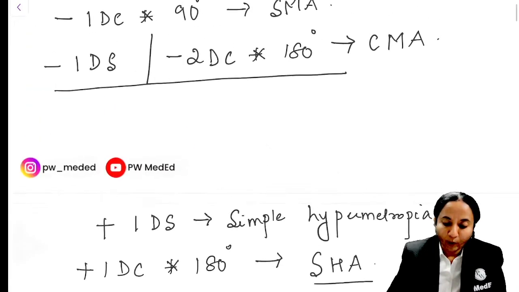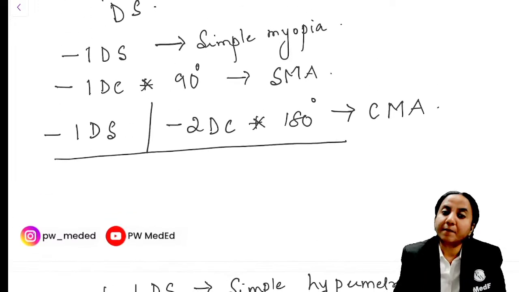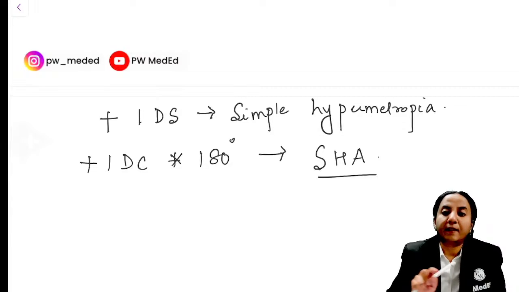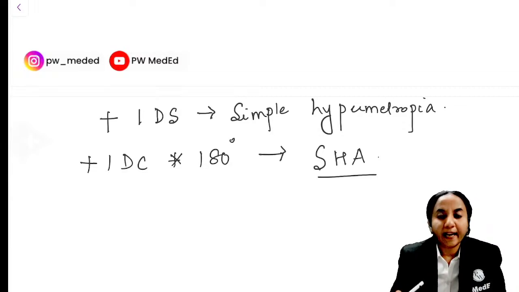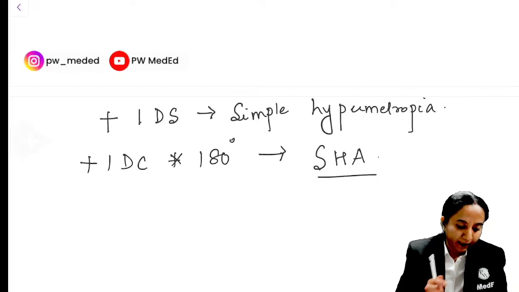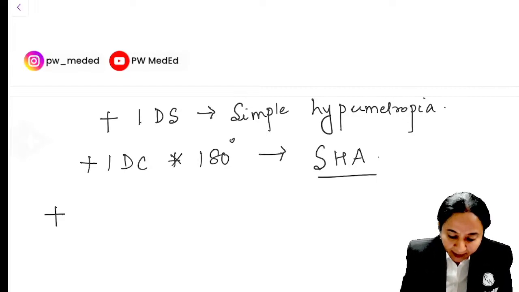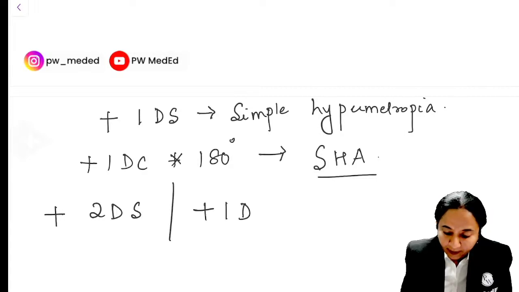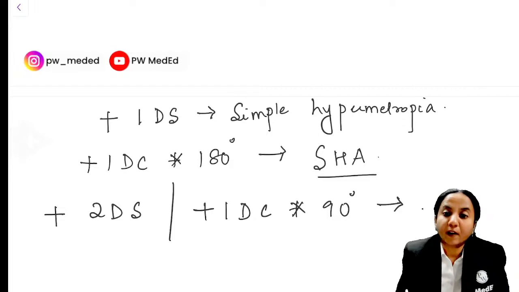So like I told you, if it is a minus cylinder, it is simple myopic astigmatism, SMA. Same thing, if it is a plus cylinder, it is SHA. Right? Now suppose we have a prescription like this, that is I have plus 2 diopter sphere and plus 1 diopter cylinder at any axis.